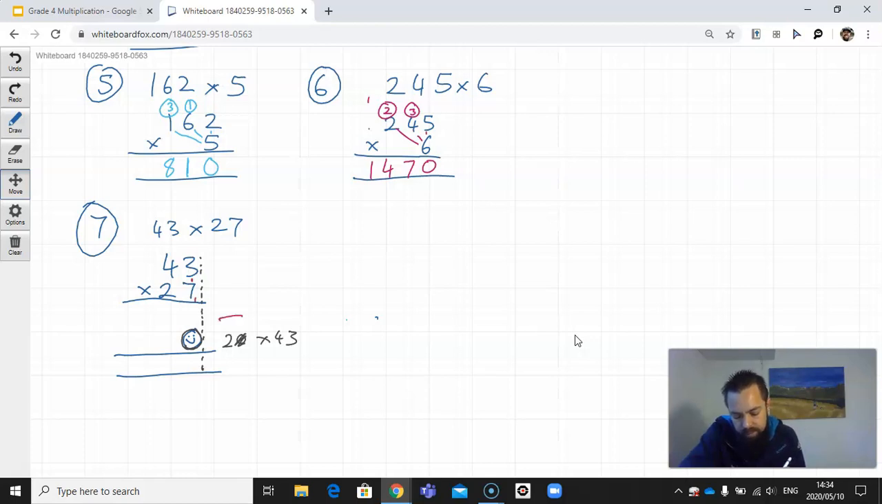So in the first line, I'm going to do this line in pink. Oopsie. So 3 times 7 is 21, carry the 2. 4 times 7 is 28, plus 2 is 30. Carry the 3, drops right down, there we go.